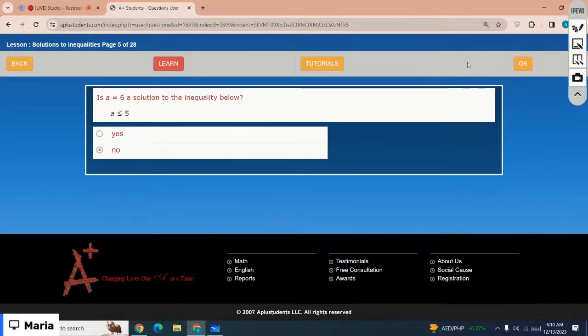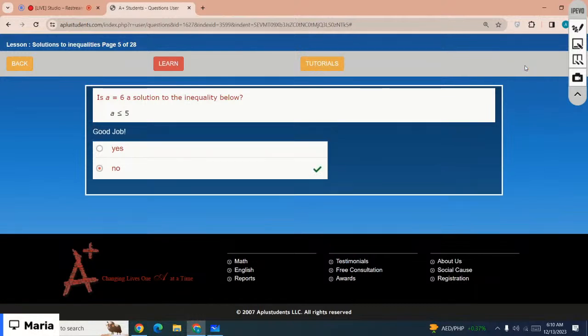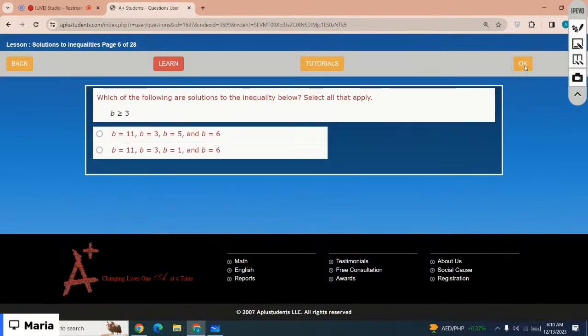No, 6 is greater than 5. Okay, which of the following are solutions to the inequality below? Which is the correct option? Option 1 or option 2?